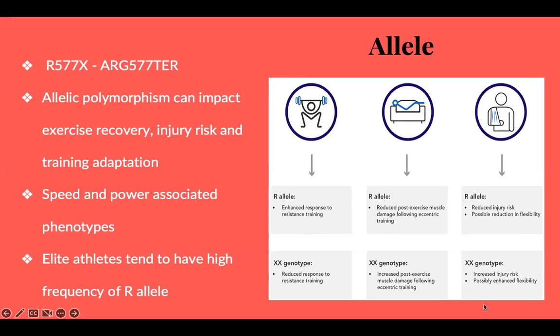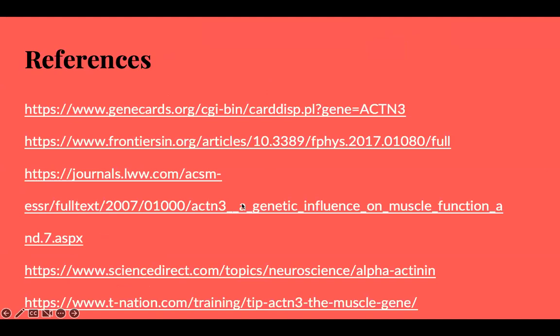So for example, if you didn't have this allele, then you have increased post-exercise muscle damage following eccentric training. But if you have the allele, then you have reduced post-exercise muscle damage following an eccentric training. And these are my references.